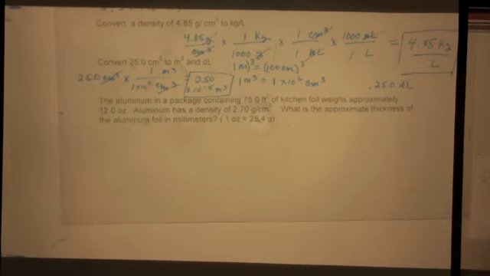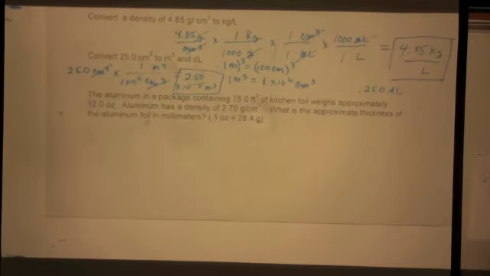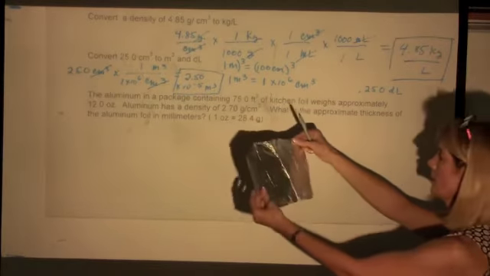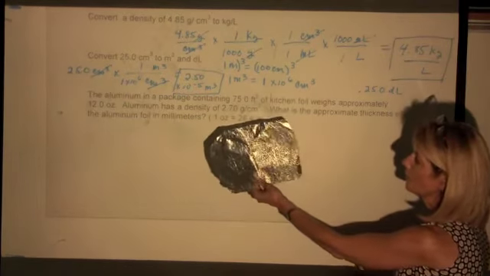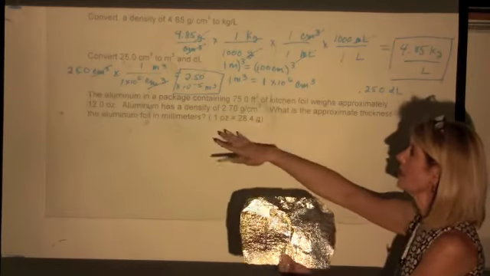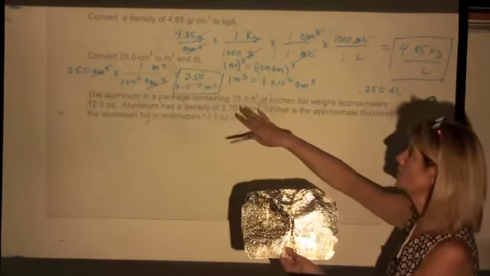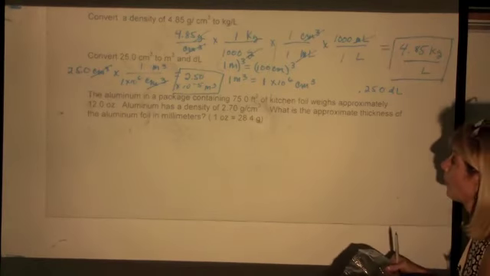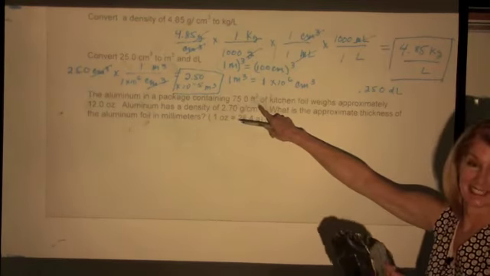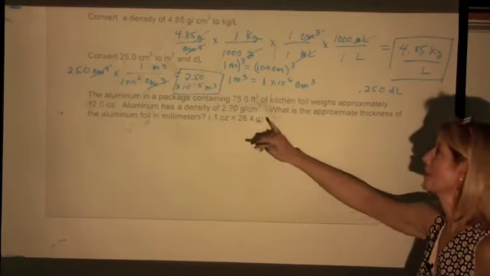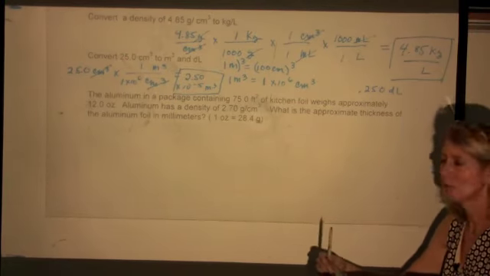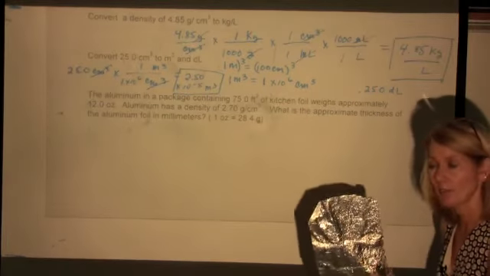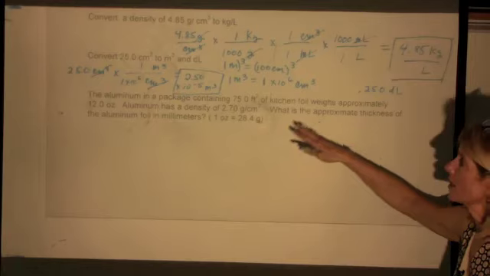Now this is a tough type problem. This is indicative of an AP chemistry problem. And just to kind of help you out with it, I brought some aluminum foil for you here. So here's your packaged aluminum foil. Now this says that an entire package of aluminum foil contains 75 square feet. We don't use square feet very often, but that's how, if you looked at a package of aluminum foil, the average one would say that it has 75 square feet in it. And it weighs approximately 12 ounces.